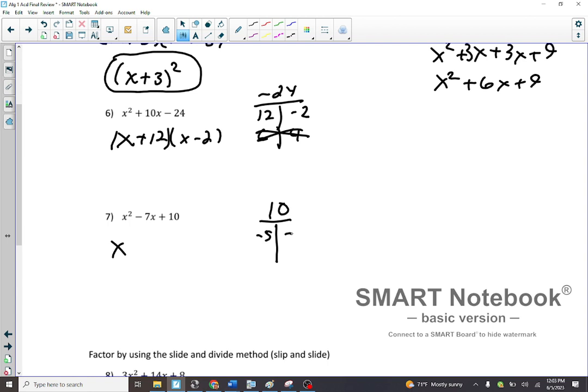So this one, I want to multiply to negative 10. I need to multiply to negative 7, so I need to do negative 5 and negative 2. Because 5 and 2, while it multiplies to 10, adds up to positive 7. So I need to do the negatives. So x minus 5, x minus 2.